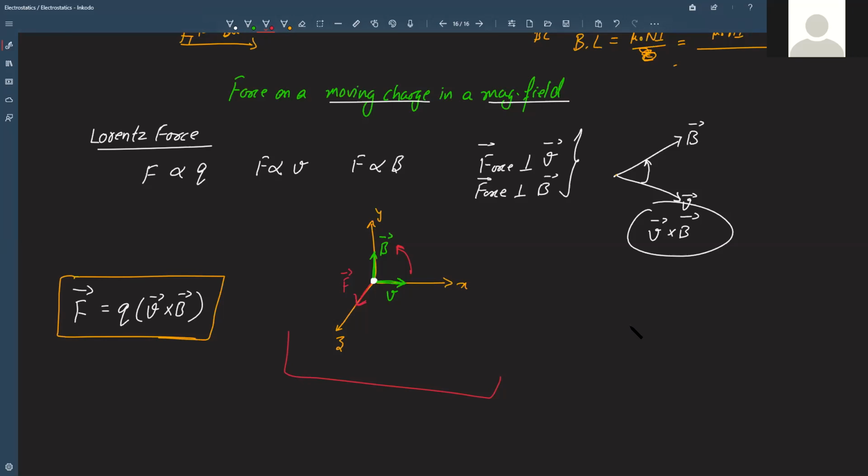Right? So the main point is that F is equals to this. This is the magnitude as well as direction. If I have to find only magnitude, magnitude will be QVB sine theta. So sine theta is maximum when theta is 90 degree. That is 1.